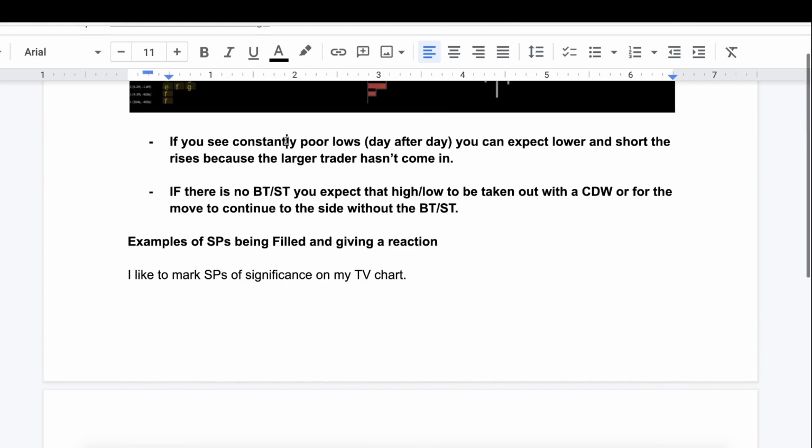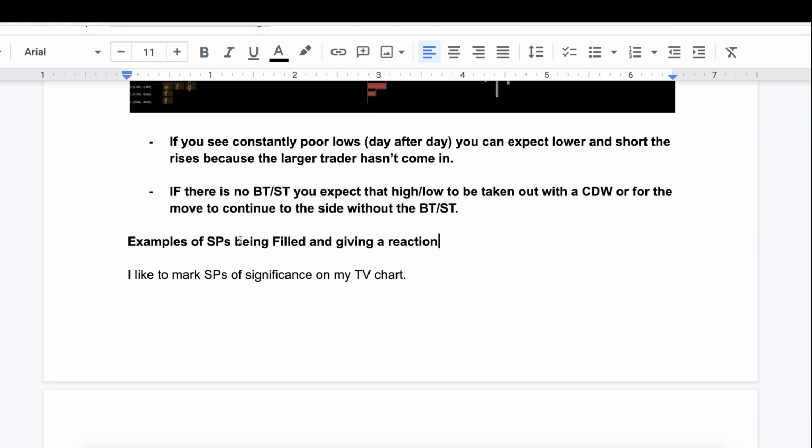If you constantly see poor lows day after day, you can expect lower and short the rises because the larger traders have not come in. If there is no buying tail or selling tail, you expect that that high or low will be taken out either with a chicken's drinking water or for the move to continue with a follow through to the side that does not have that buying tail or selling tail.